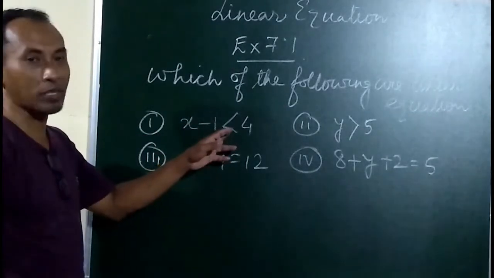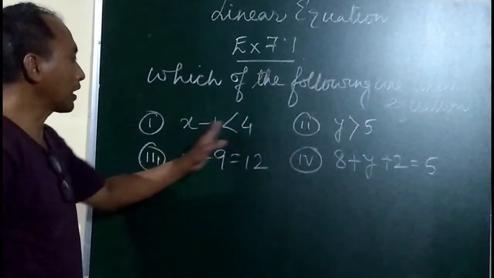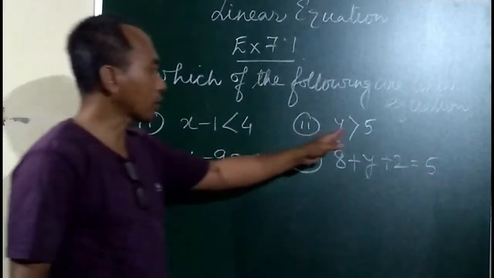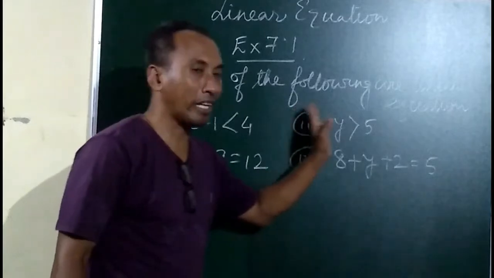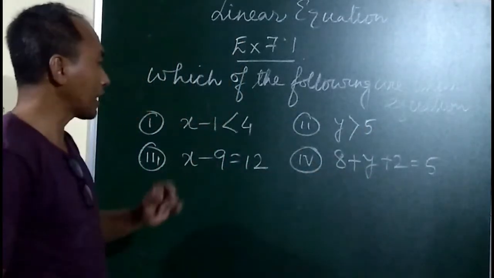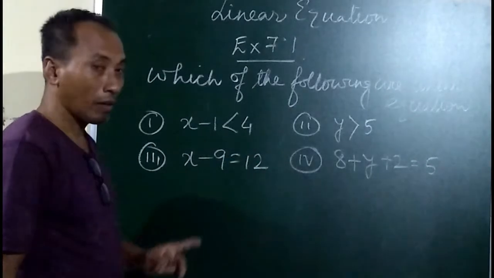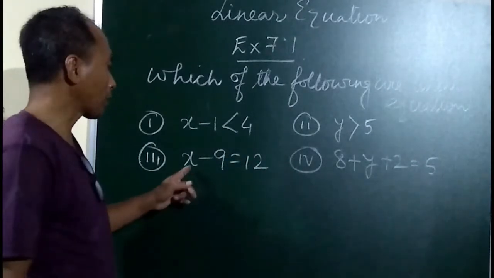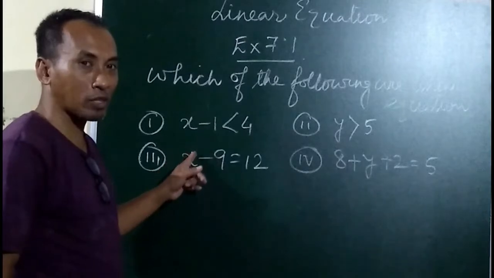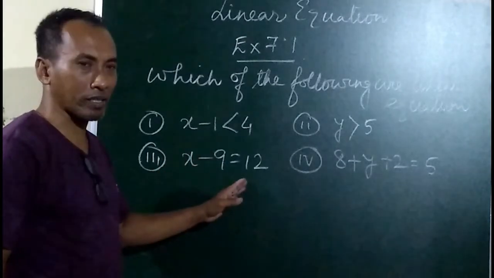Here there is no symbol of equal, so this is not a linear equation. Here there is no symbol of equal, so this is not an equation. So what is an equation here? We see equal to here, so this is an equation. But now let us check. There is only one variable, and the exponent is 1, so this is a linear equation.